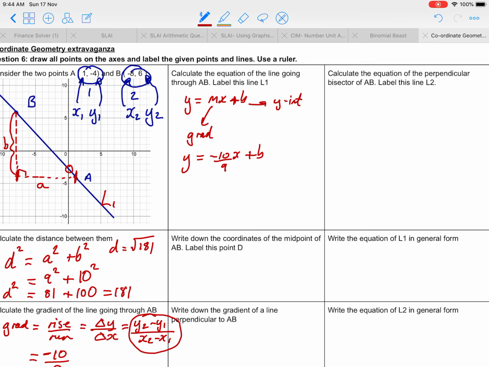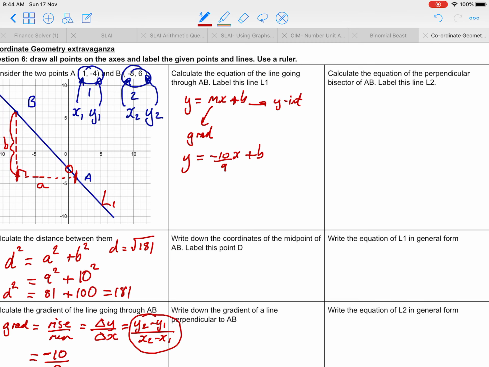Okay. So this rule here, y equals negative 10 over 9 x plus b, this rule has to work for every pair of coordinates that's on the line. So it has to work for point A, it has to work for point B, and it has to work for every other point that's on that line. So we're going to take one of those points. So A is at 1, negative 4. So this is the x value, and this is the y value.